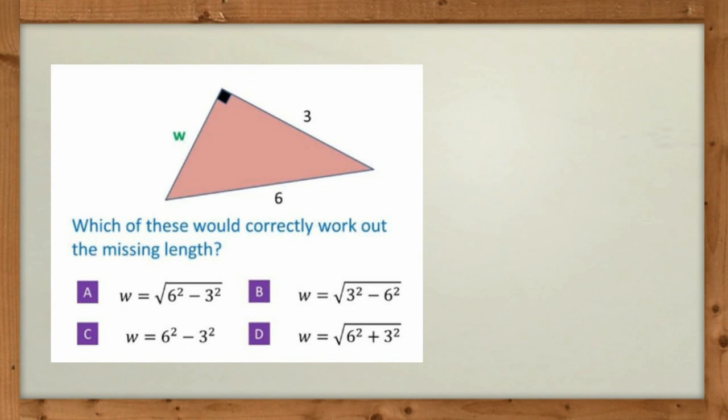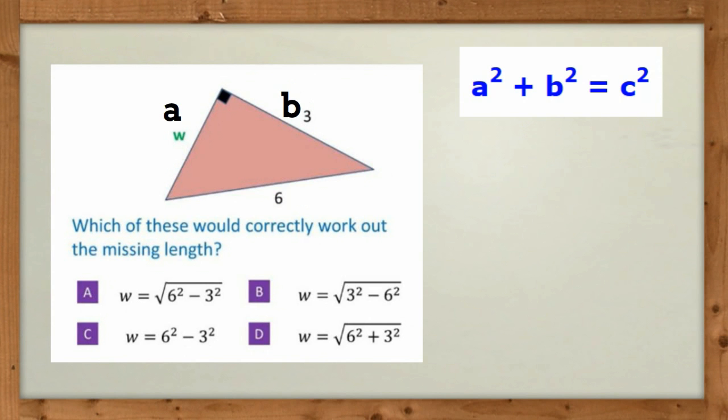Here's another question for you to try. Remember, label the sides, substitute into the equation. Again, label the sides and then substitute the information that we know into the equation. Make sure that you know the hypotenuse is opposite the right angle.